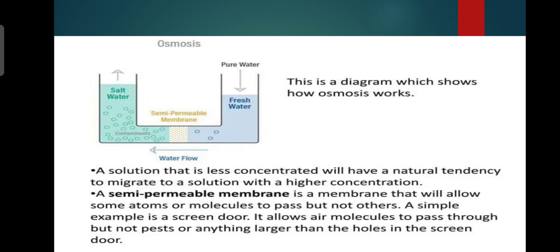A solution that is less concentrated will have a natural tendency to migrate to a solution with a higher concentration. A semi-permeable membrane is a membrane that will allow some atoms or molecules to pass but not others. A simple example is a screen door. It allows air molecules to pass through but not pests or anything larger than the holes in the screen door.